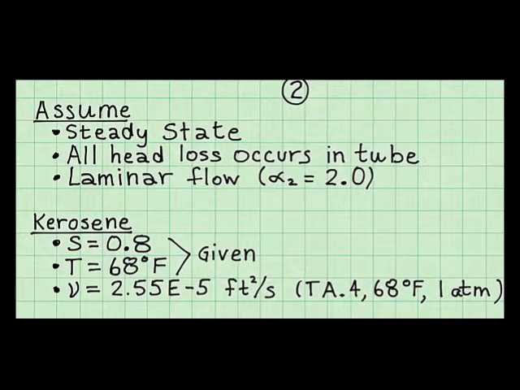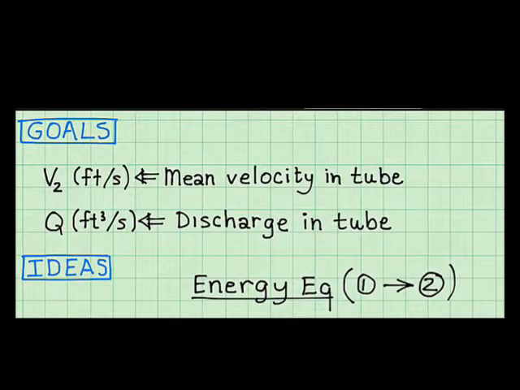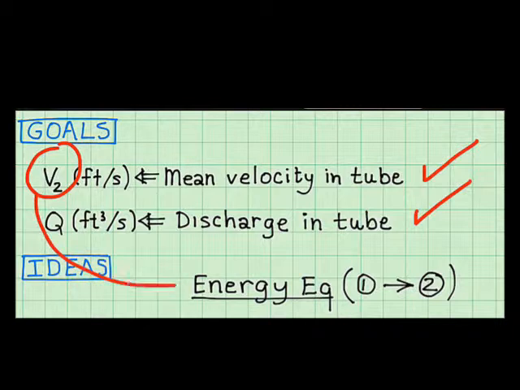When I needed fluid properties in my solution, I came back to this section of my documentation, and I wrote down fluid properties here. Goal 1 is mean velocity in the tube. Goal 2 is discharge in the tube. And to find this goal, I started with the energy equation, and I'm going to apply this from section 1, which is on the top of the water surface, to section 2, which is at the exit of the tube.